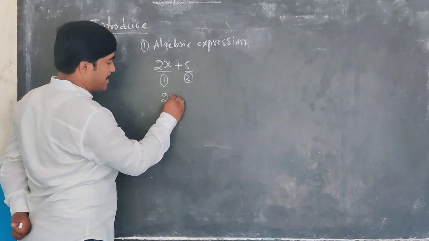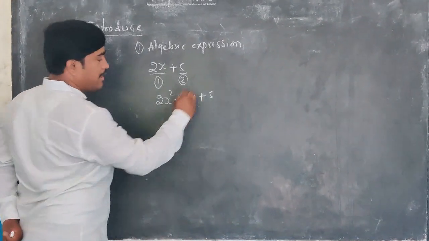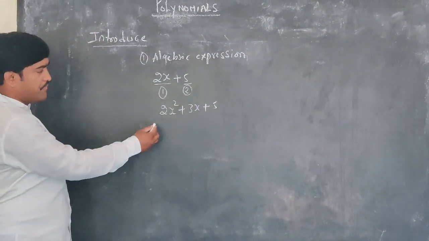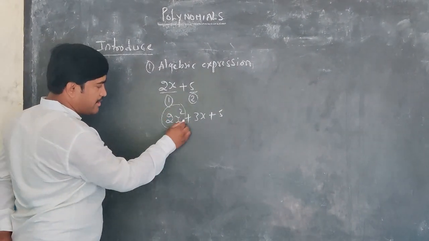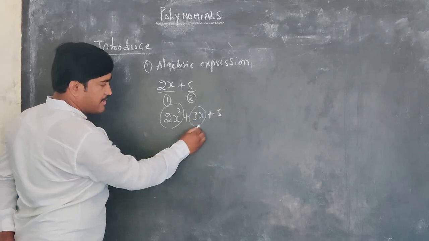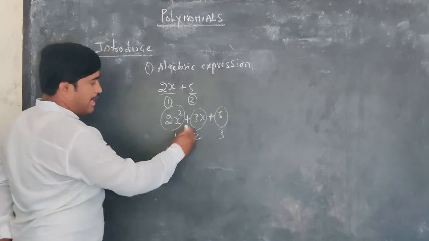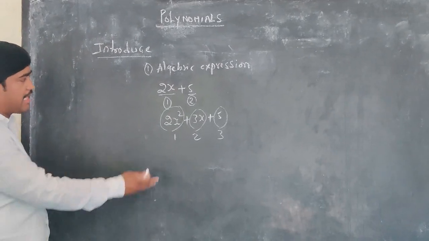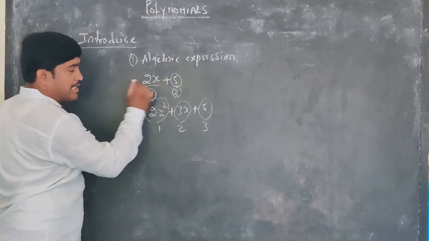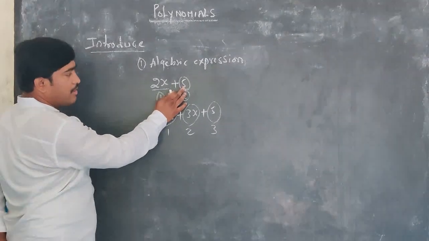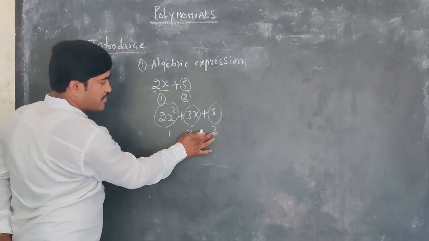Similarly, if you go for another one, 2x square plus 3x plus 5, here there are three terms. 2x square is the first term, 3x is the second term, and 5 is another term. I can go on adding terms. When writing any algebraic expression, this 5 is said to be the constant term. Only a numerical value is said to be a constant term.